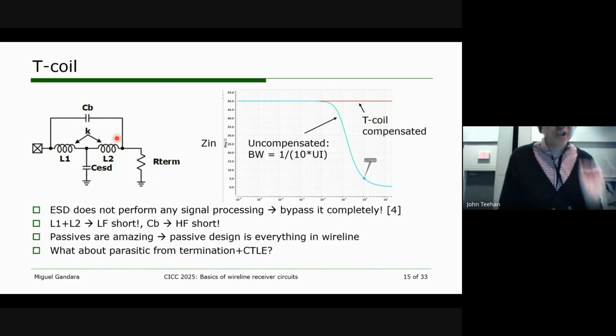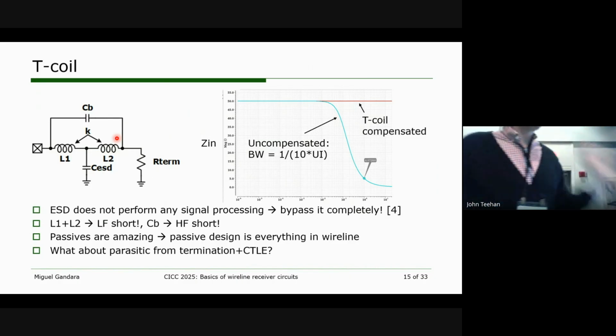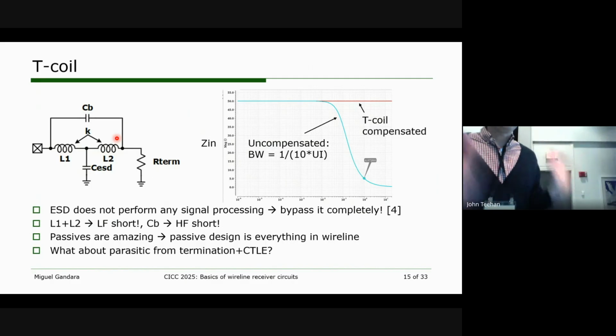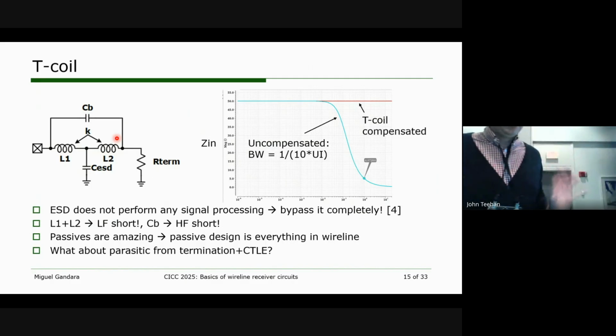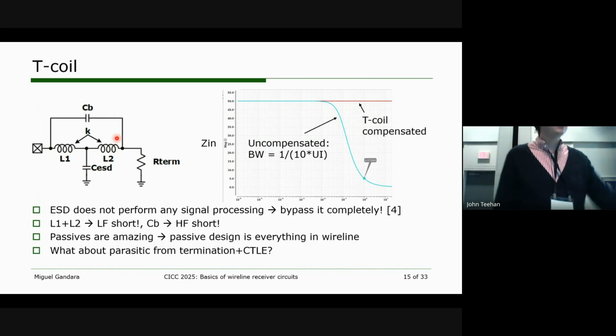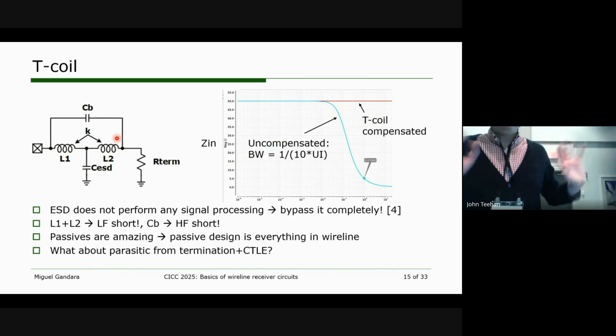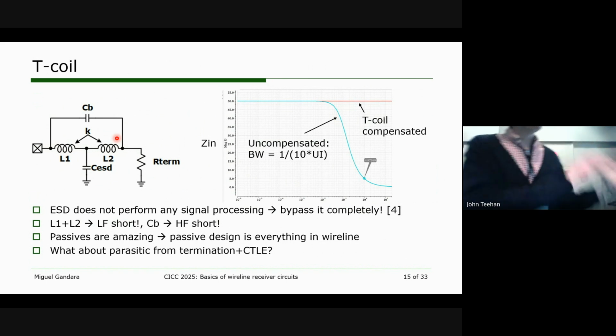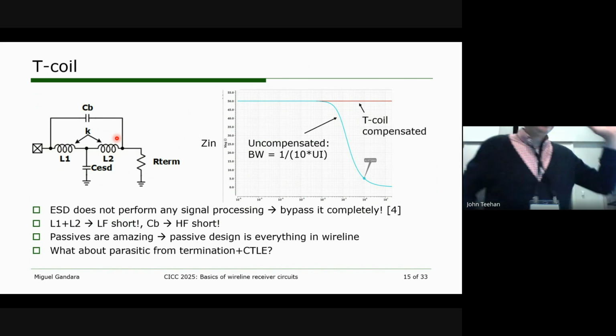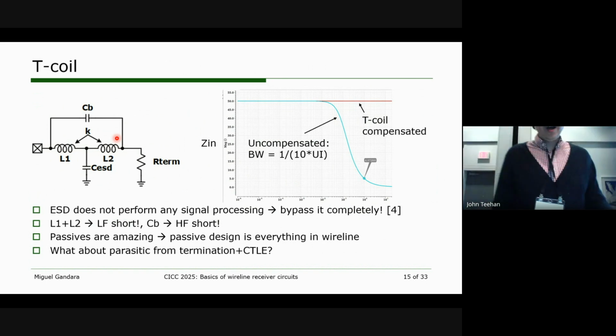So I really want to stress that passives are amazing, okay? This is an amazing result, right? We have infinite bandwidth now just from a passive network. We didn't burn any extra power, okay? Passive design is everything in wireline, okay? So if you can take anything from this, if you are really interested in doing wireline design, definitely spend a lot of time working on passive networks, okay?